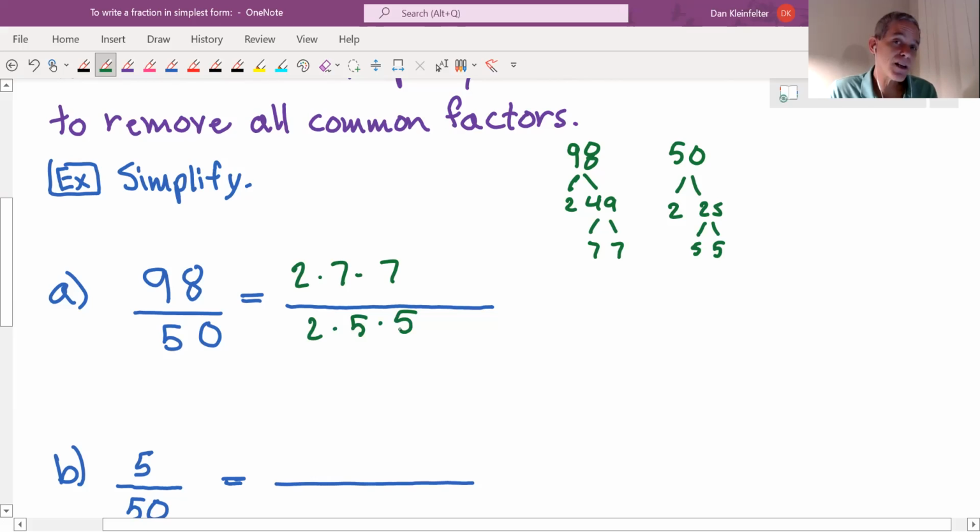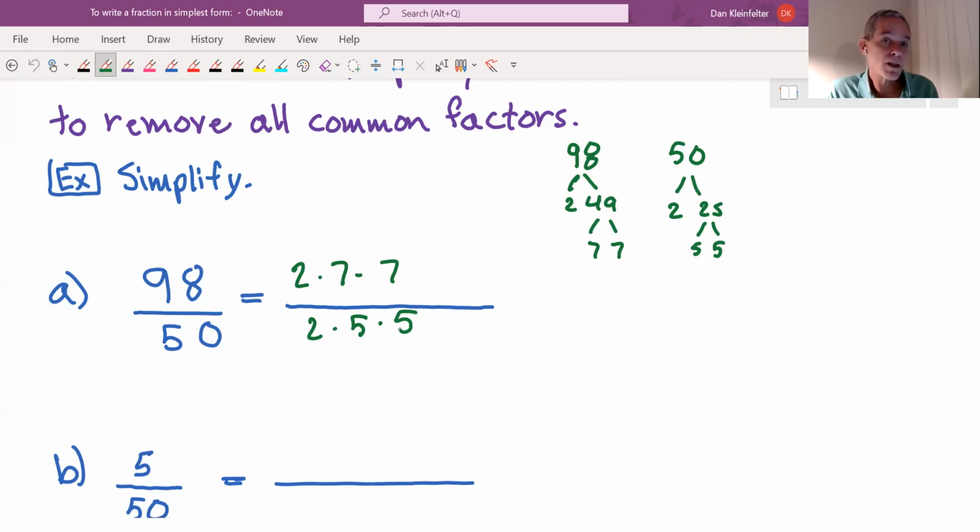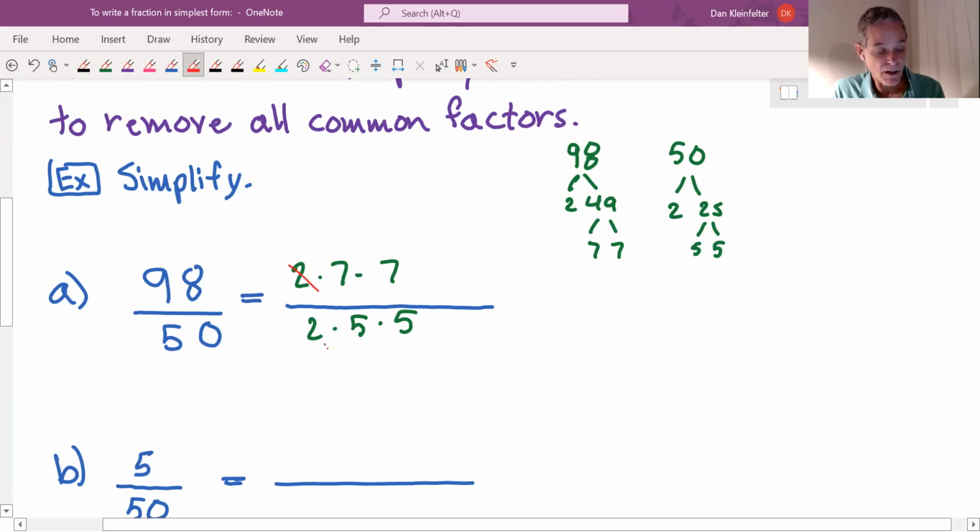All right, so now the fundamental property of fractions tells us that we can divide or multiply the numerator and denominator of a fraction by any value we want. And so here we're going to divide the numerator and denominator by a 2. So I'm dividing that out, and the way that we show that is by crossing out the 2's.